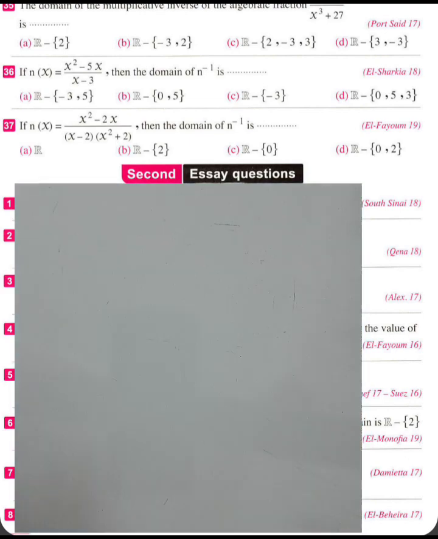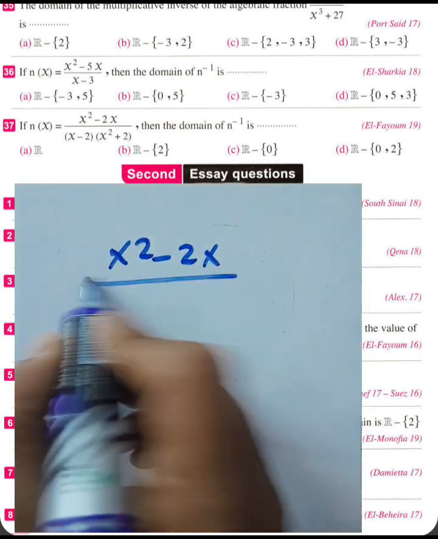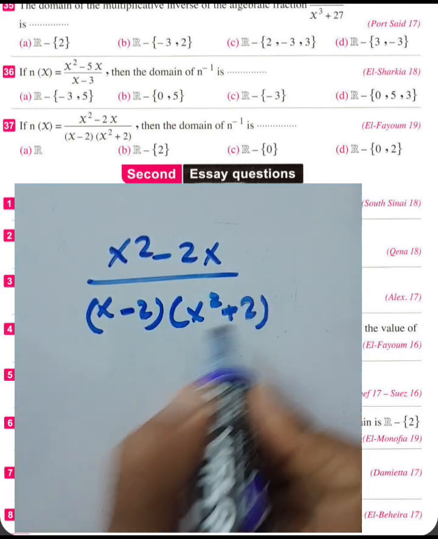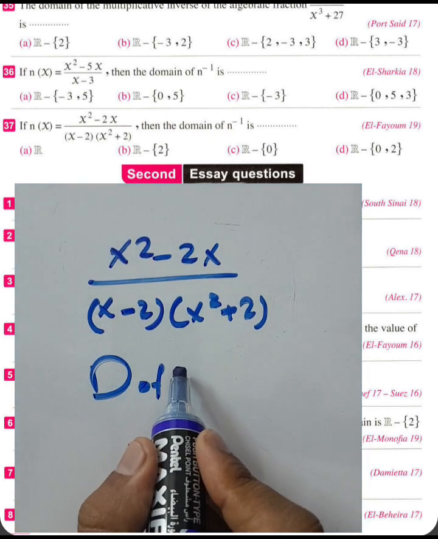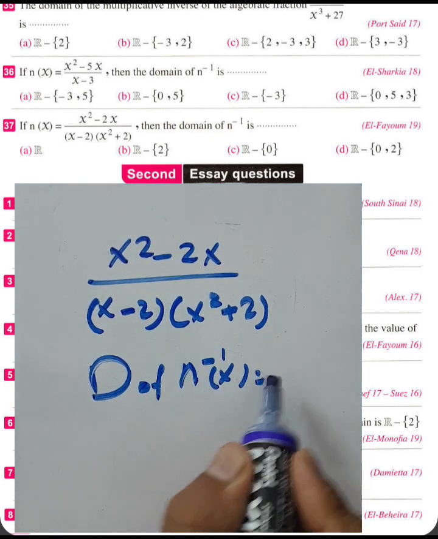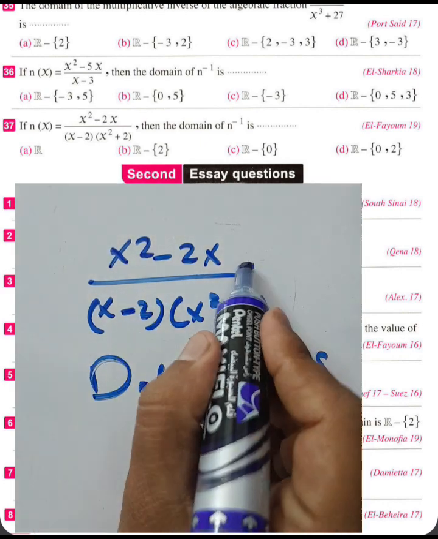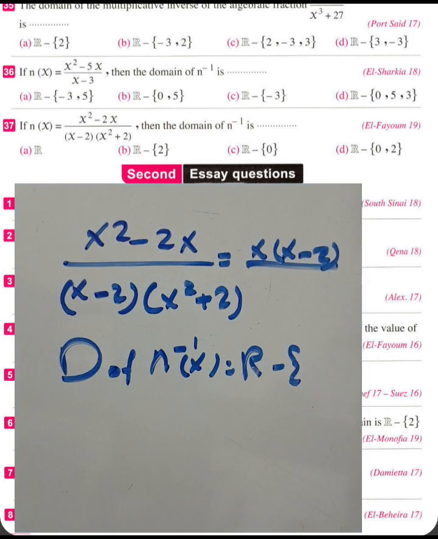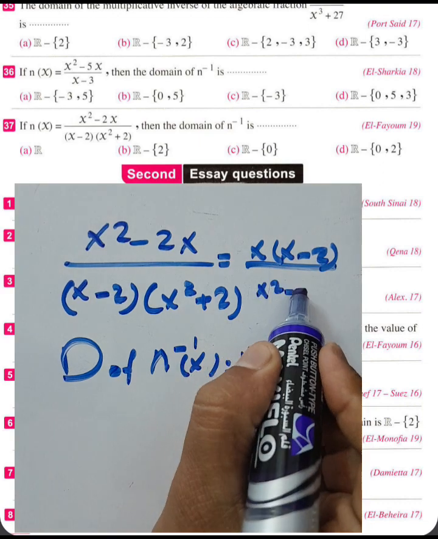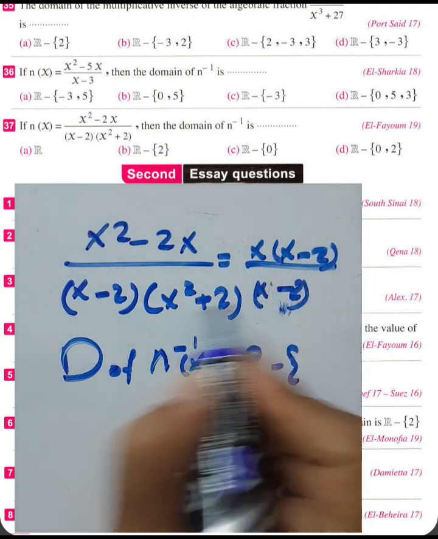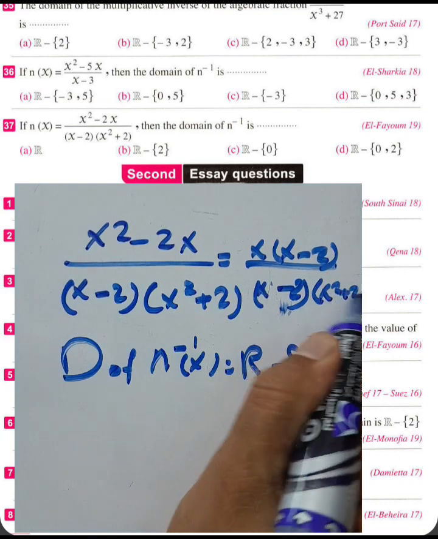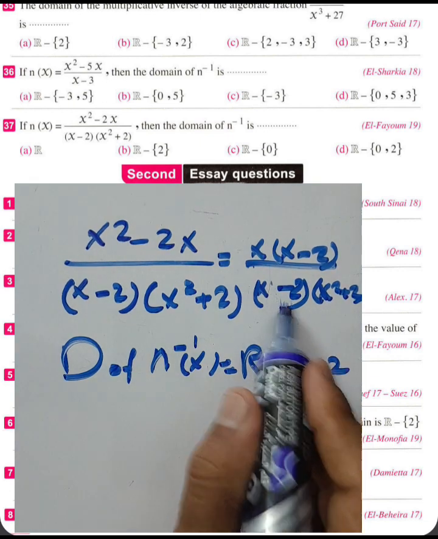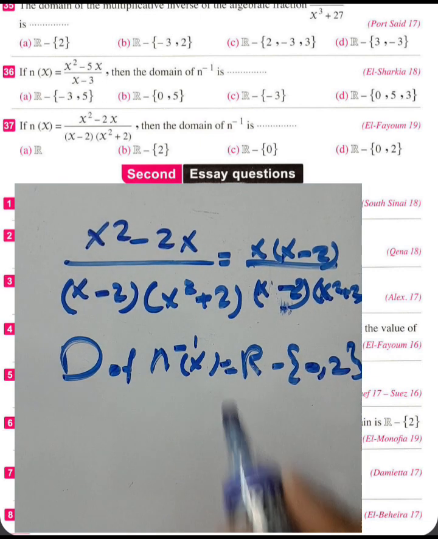Again, this example was x power 2 subtract 2x over x minus 2 product by x power 2 plus 2. He wants to find the domain of the inverse of this function, n power negative 1. We take the real numbers and write the zeros of numerator and denominator, writing x product by x minus 2 in the numerator, and in the denominator x minus 2 like here. Okay, x power 2 plus 2, the domain will exclude 0 and 2, and in the denominator 2, don't write 2 again, since the result will be R subtract the set of 0 and 2.